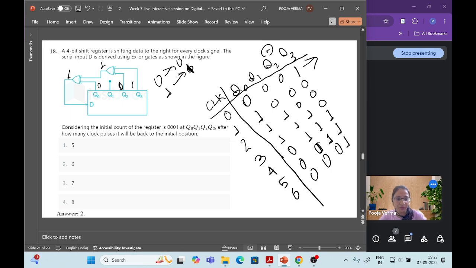0, 1. Okay, so the initial is 0, 0, 0, 1. Again, after 6 clock pulses, it comes back to the initial position. So how many clock pulses are required? A total of 6 clock pulses are required to get back to the initial position. So option 2 is the correct answer for this question. I hope all of you understand this question. Can we move to the next question?